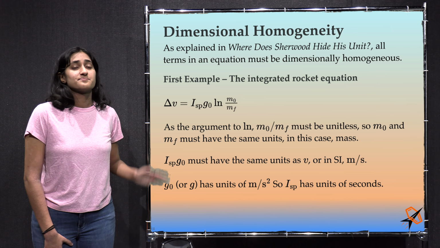As a double check, the specific impulse is the impulse generated by the consumption of fuel in newton seconds divided by the weight of fuel in newtons, giving units of seconds.